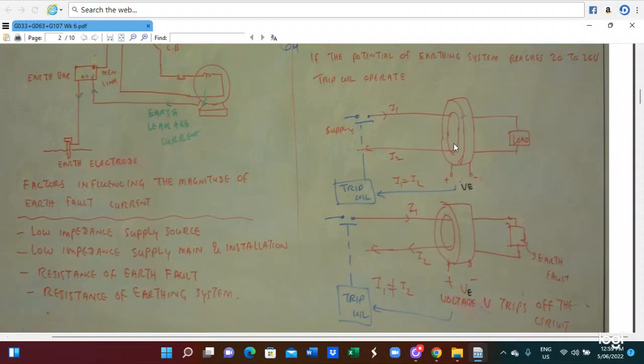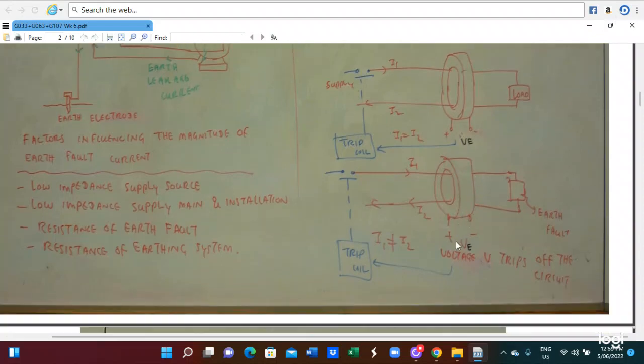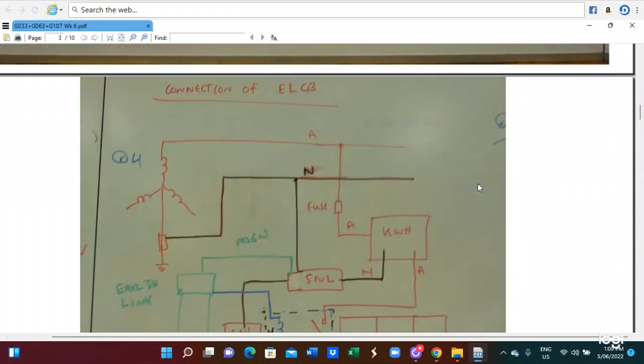So this is the RCD. When there is a normal condition, the current flow from the supply to the load is I1, and the flow back is I2. I1 and I2 are equal. When leakage current happens, I1 and I2 are different. The difference between the two currents produces a voltage. The voltage triggers the coil and the circuit breaker will be off. This is the operation principle of the residual current device.